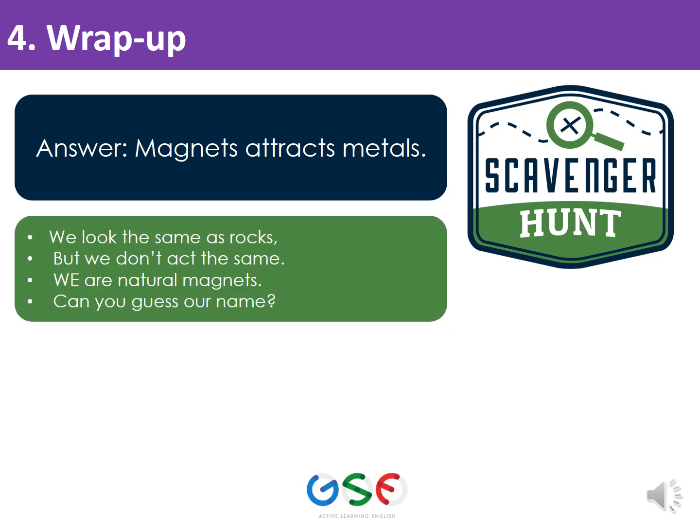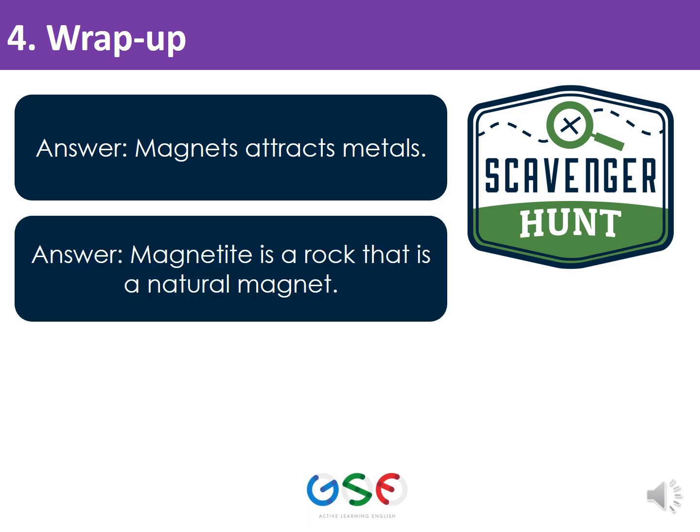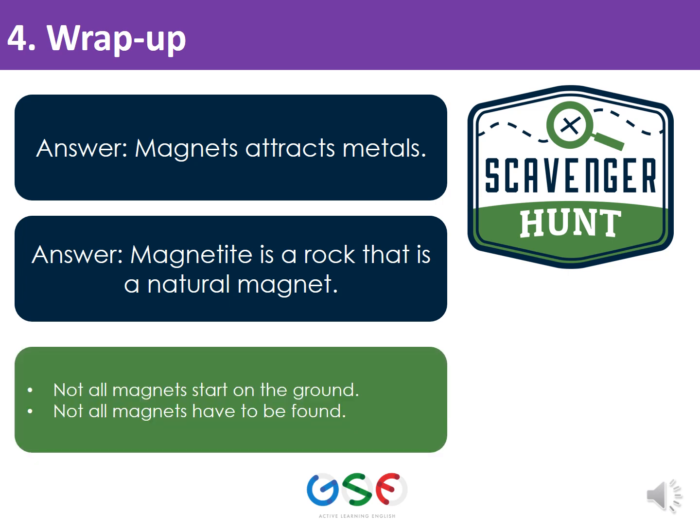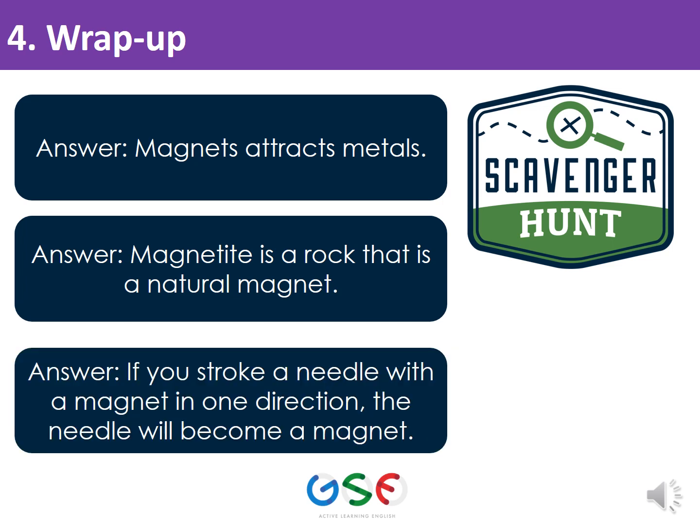Next one. We look the same as rocks, but we don't act the same. Okay? They're like rock, but they don't act like rocks. We are natural magnets. Can you guess our name? Yes, it was a loving stone or called magnetite. Not all magnets start on the ground. Not all magnets have to be found. What will be the answer for this?